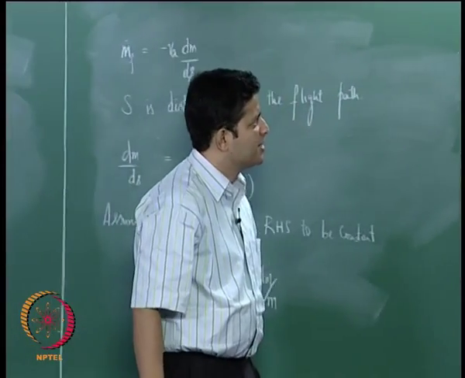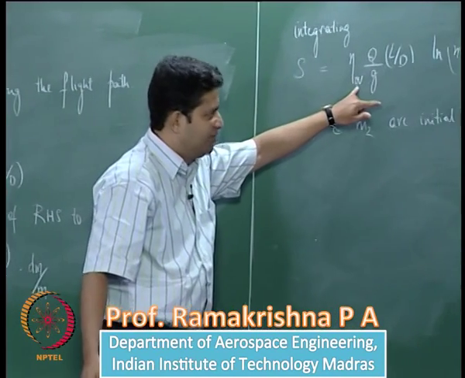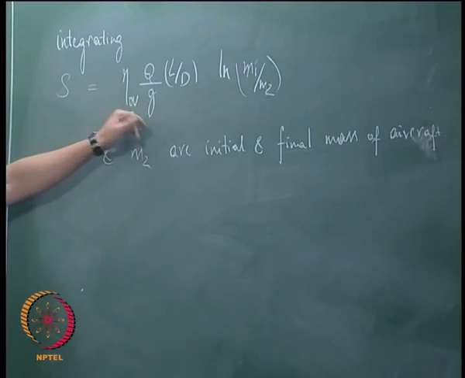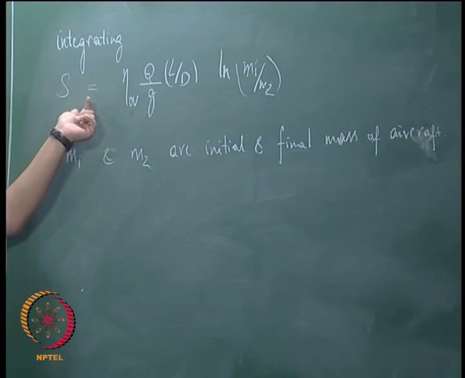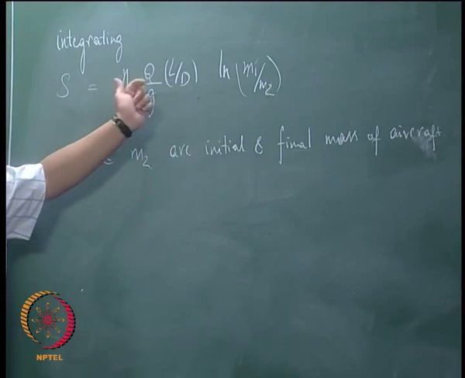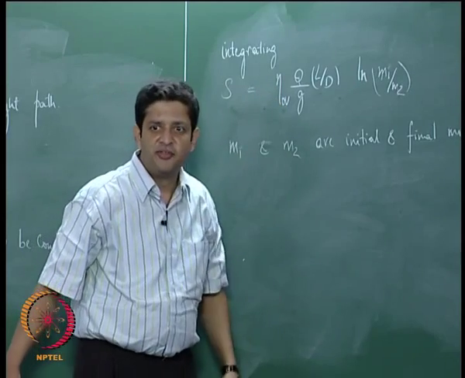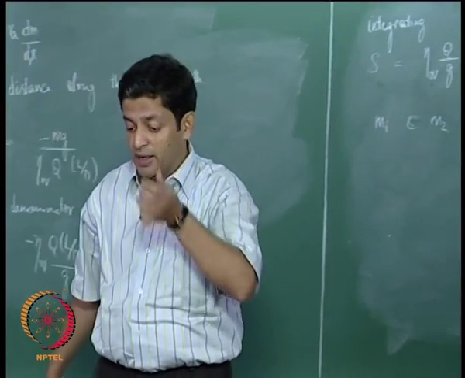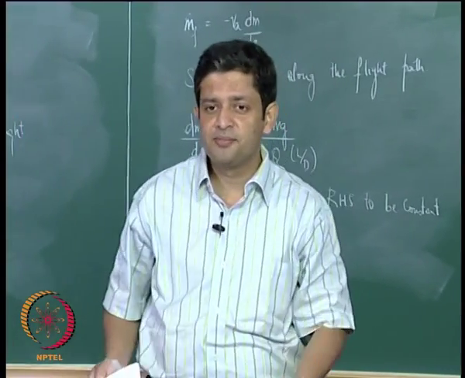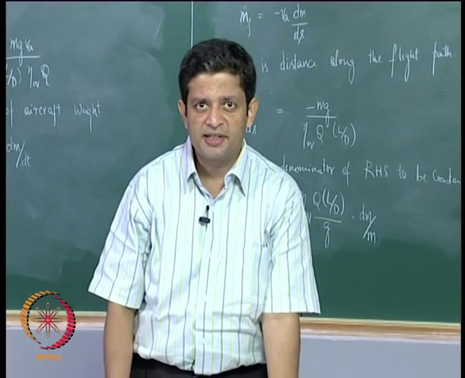So in this expression you see that if the overall efficiency is high you get a longer range, or if your L by D is better you get a longer range. Fine. We will stop here and look at the cycle analysis for various air breathing engines in the next class. Thank you.